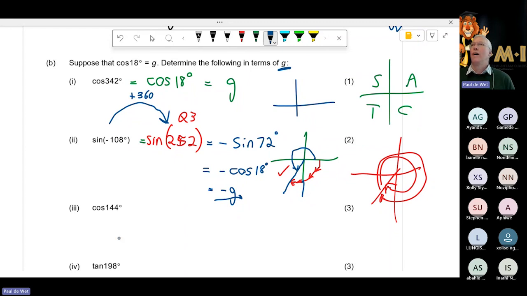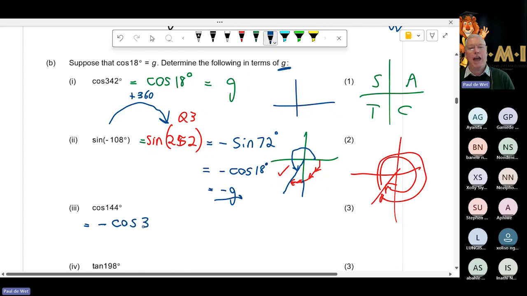All right, cos 144. Who can tell me about this one? Now, this one's a little bit harder. Look at the mark allocation, guys. 1 mark, 2 marks, 3 marks. All right, cos 144. So cos 144 is equal to cos of 180 minus 36. Which is what? Well done. So cos is negative. We're going to have negative cos 36.